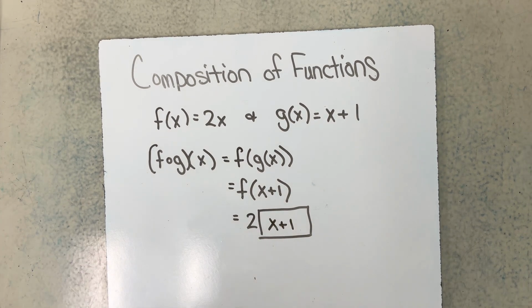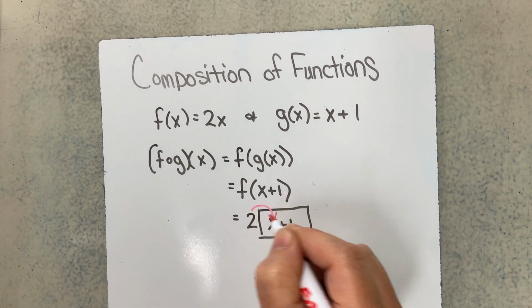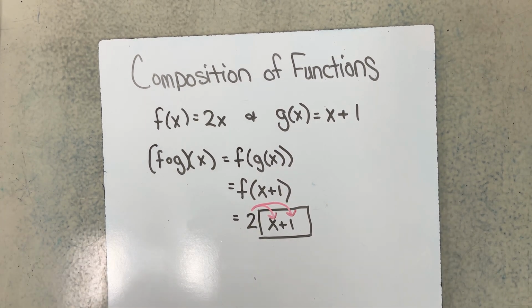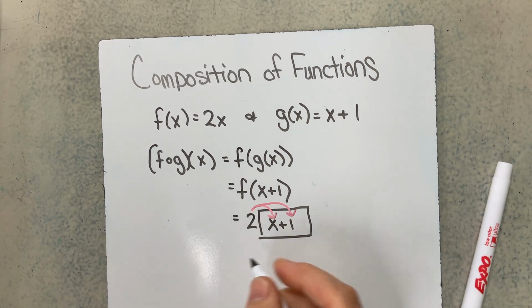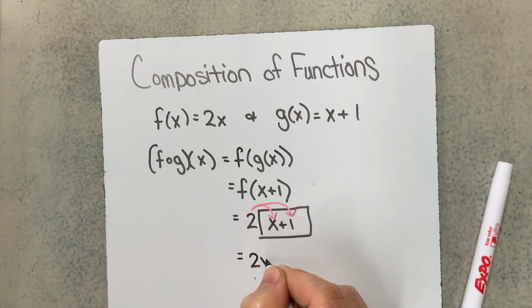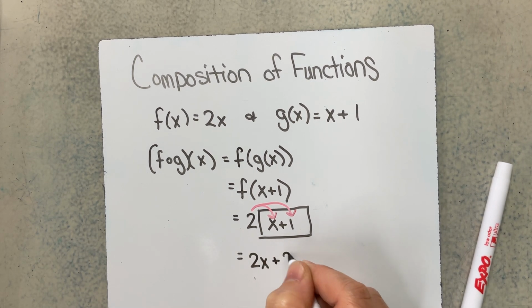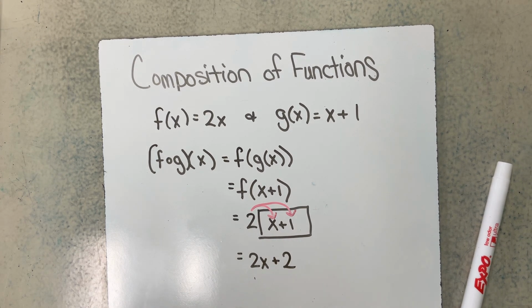Now, we do have to remember to do distributive property here, just like we've done previously. So that is going to give us 2x plus 2.